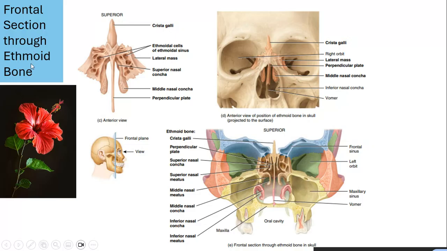Frontal section through ethmoid bone, right? What is a frontal section? The crista galli, ethmoidal cells of ethmoidal sinus, lateral mass, superior nasal concha, middle nasal concha, and this is the perpendicular plate. We just learned what that is, right?